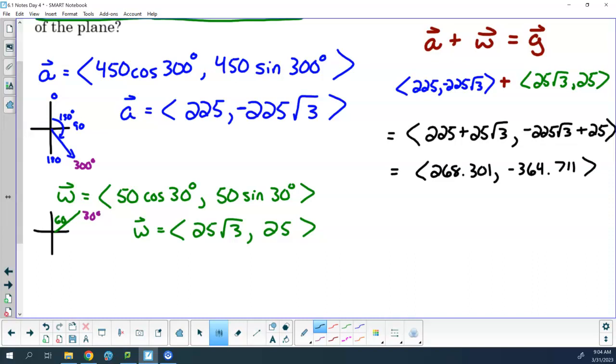Do you agree? Okay. So that is the vector of our true ground speed and direction. How do I find the bearing? How do I find the speed? How do I find the bearing and how do I find the speed? Probably like plot the x component and y component on the graph.